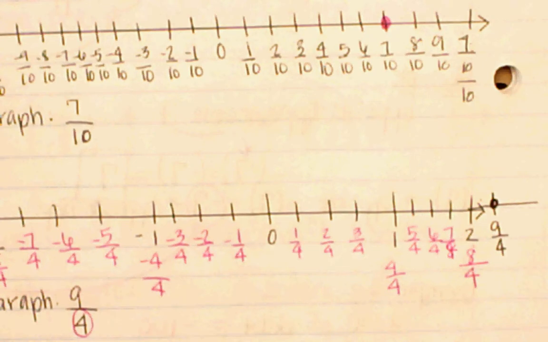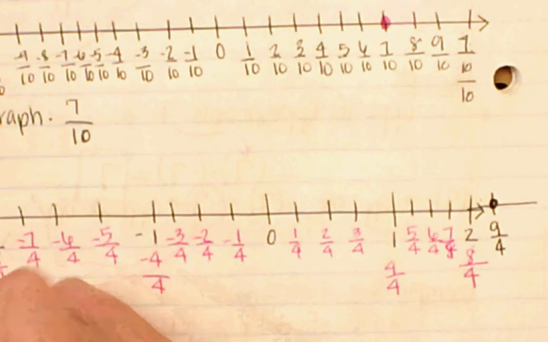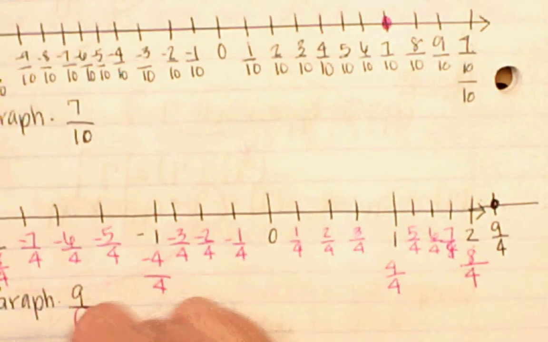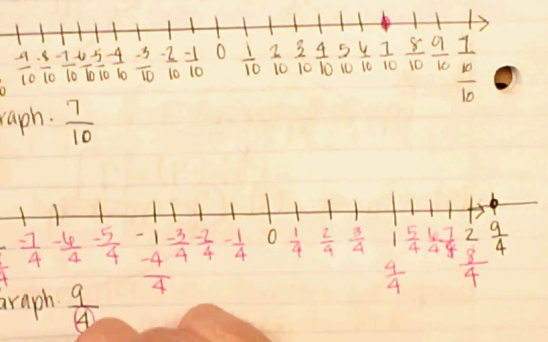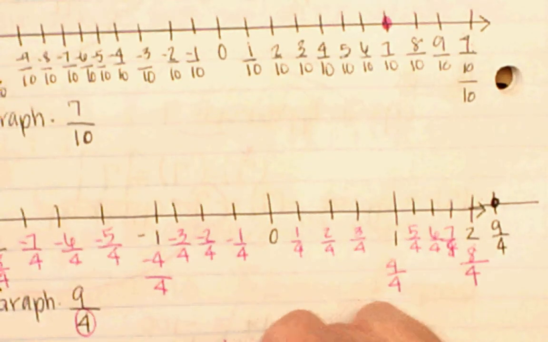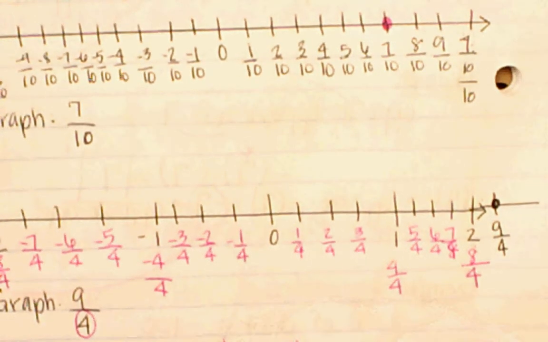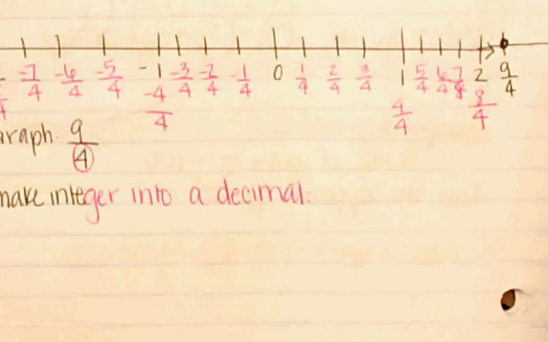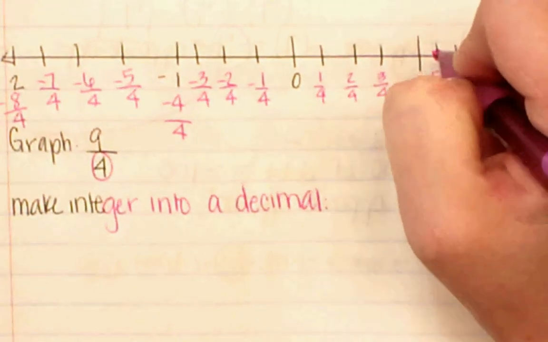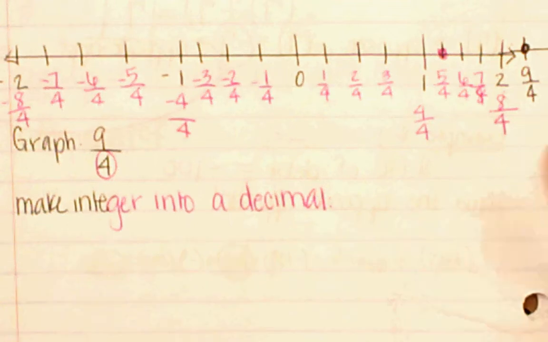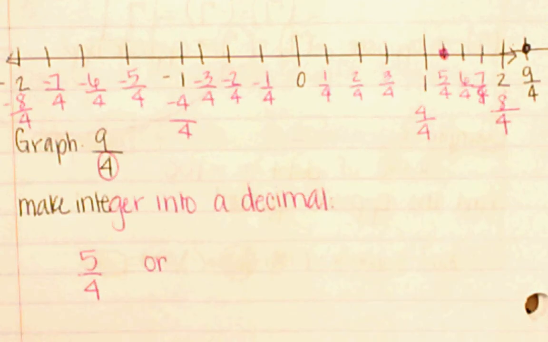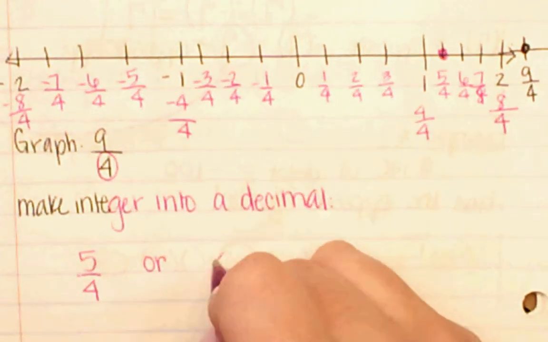Okay, sometimes they'll ask you to make the fraction into a decimal, or they'll ask you to label whatever numbers are on the number line as decimals. So I'm going to make a dot on a number. Let's go with 5/4. So they want to make it into a decimal, so I need to figure out what 5/4 is as a decimal, so we have to do division.